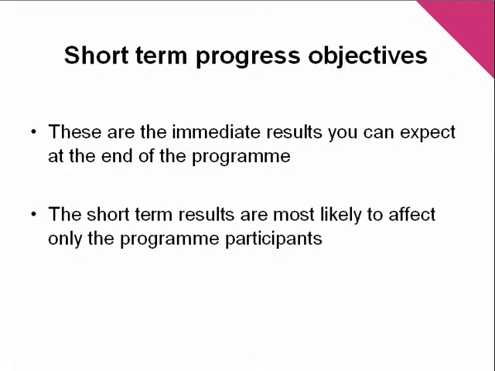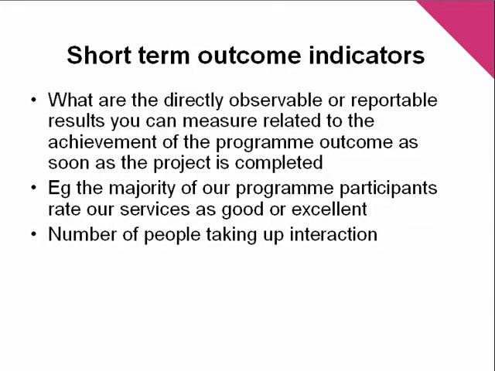The short-term progress objectives describe the immediate results that you can expect at the end of the programme, and the short-term results are most likely to affect only the programme participants. So for the short-term outcome indicators, you'd be asking things like what are the directly observable or reportable results that you can measure related to the achievement of the programme outcome as soon as the project is completed.